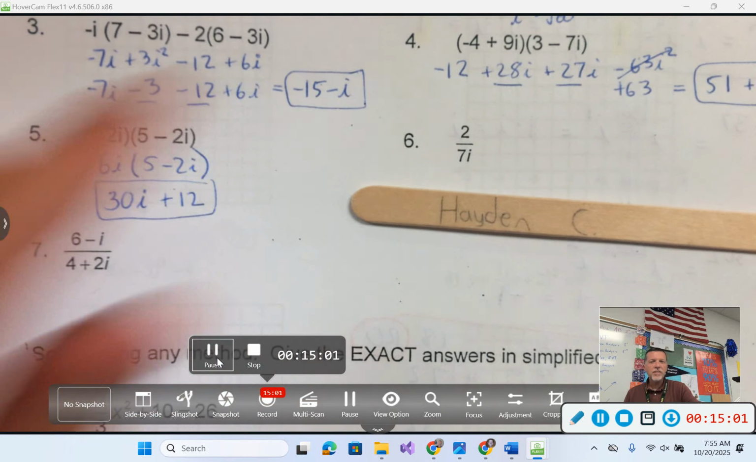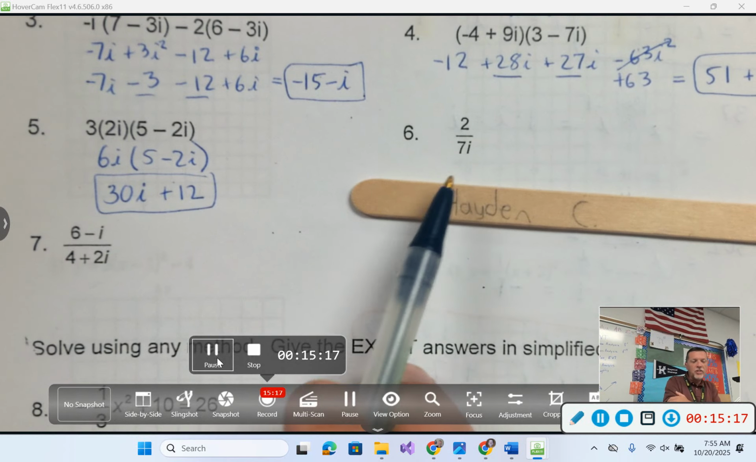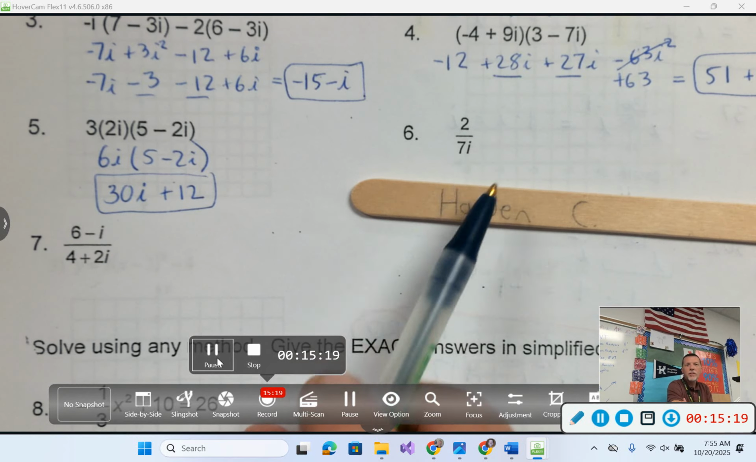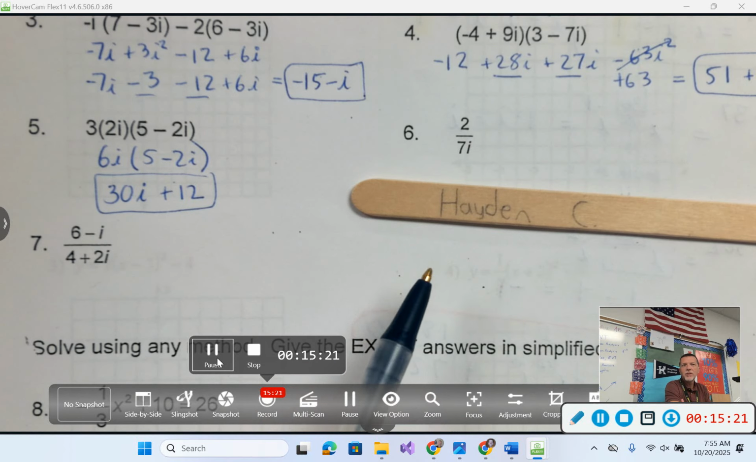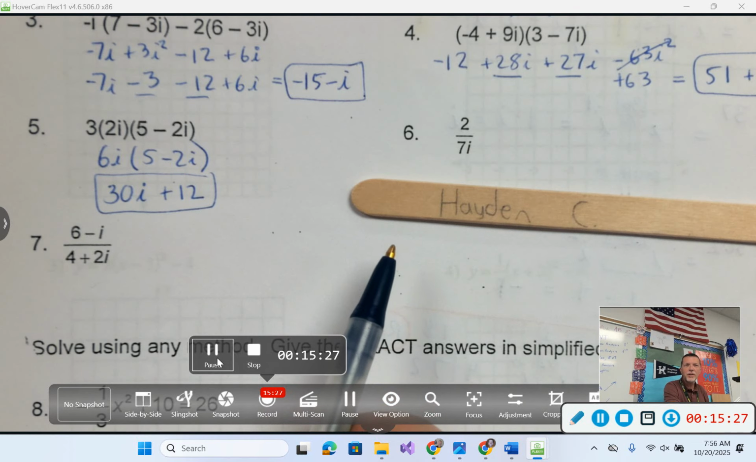Hayden, do you remember how to fix number 6? You have to times by 7. Let's back up a second. So that would work, but there's an easier way to go. What's wrong with this? Why do I say we need to fix it? What needs to be fixed? The i in the bottom. So what do I need to do to fix the i in the bottom?